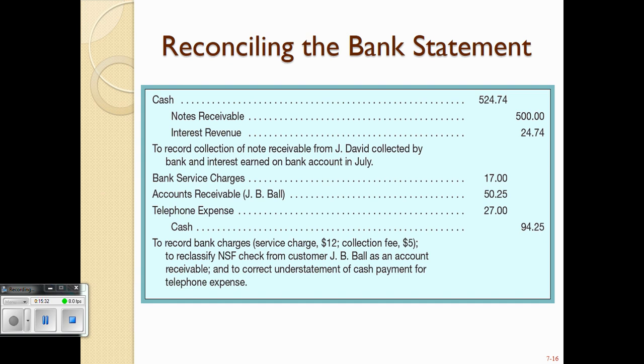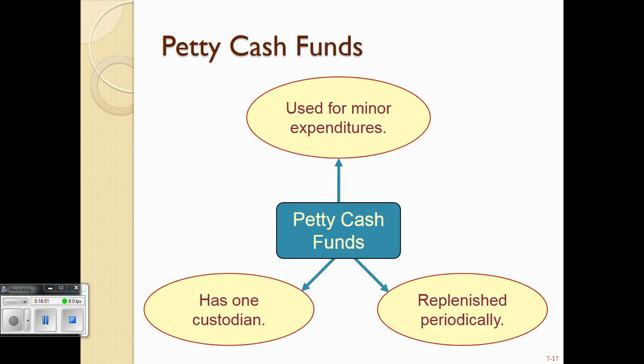The bank service charge, they grouped those two together at 17. Notice the accounts receivable, Jay Ball. He wrote us a check. The check was bad. The check didn't clear. The check bounced. I have to recreate that accounts receivable for Mr. Ball and then proceed to try to collect from him. And then the error was $27 for the telephone expense. So that becomes my debit, and my credit is the cash for $94.24. So those are my debits and credits.